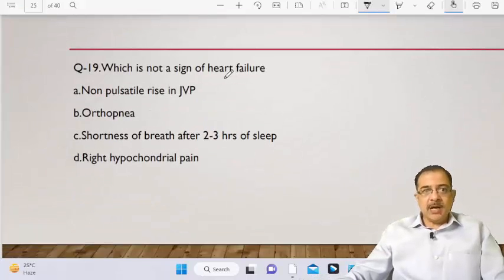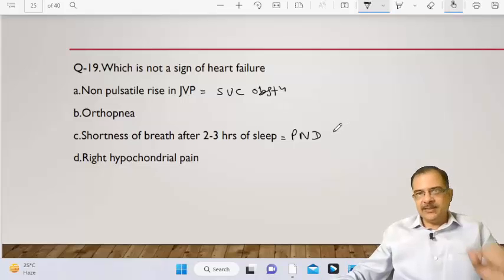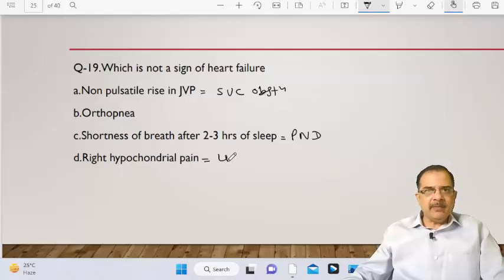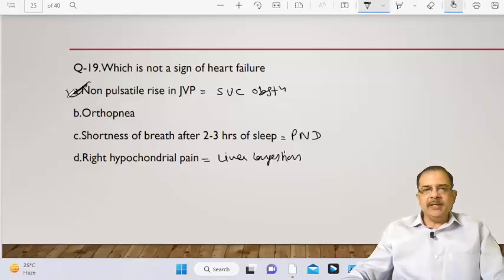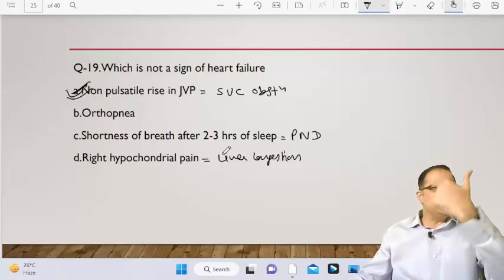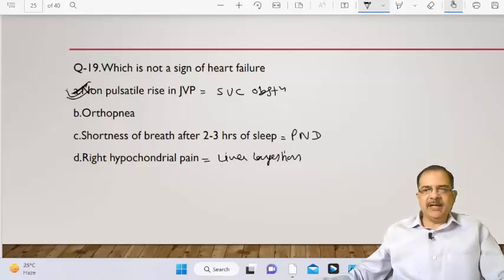Which is not a sign of heart failure? Non-pulsatile rise in the JVP is seen in SVC obstruction. So there will be a non-pulsatile increase in the JVP. Orthopnea is a classical symptom of heart failure. Shortness of breath 2 to 3 hours after sleep, that is PND, paroxysmal nocturnal dyspnea. This is a specific symptom of heart failure. Right hypochondrial pain can be because of liver congestion. Congestive hepatomegaly can be there. So the answer is A. In CHF, the JVP will be pulsatile. It will be elevated but pulsatile.